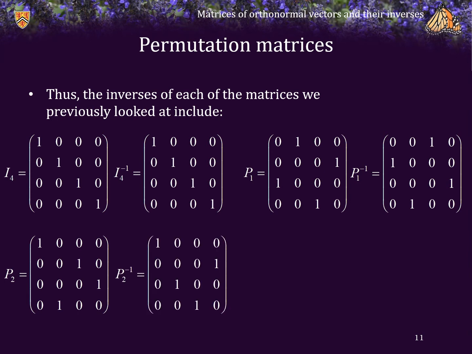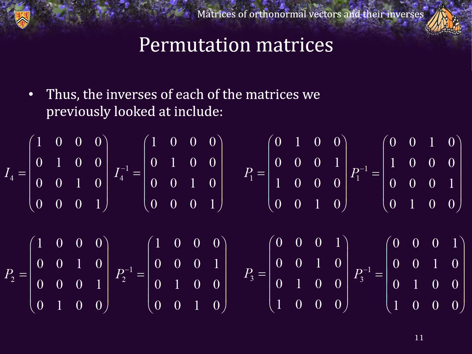There's P2 and its inverse, P3 and its inverse, unchanged. Notice that in each of these cases, we are just moving the 1 to the opposite position across the diagonal. So it's a reflection through the diagonal. Consequently, any entries in a permutation matrix that are already on the diagonal remain on the diagonal.